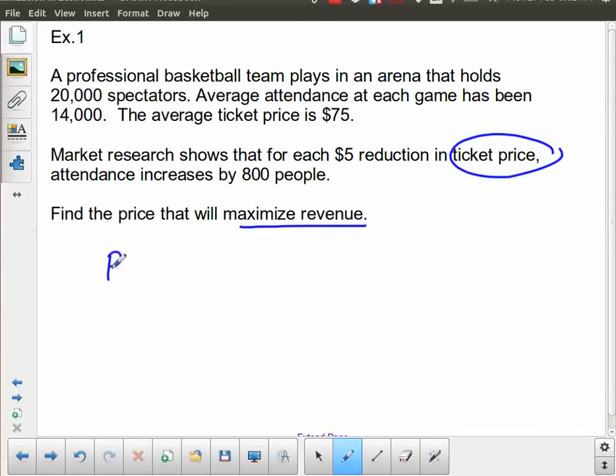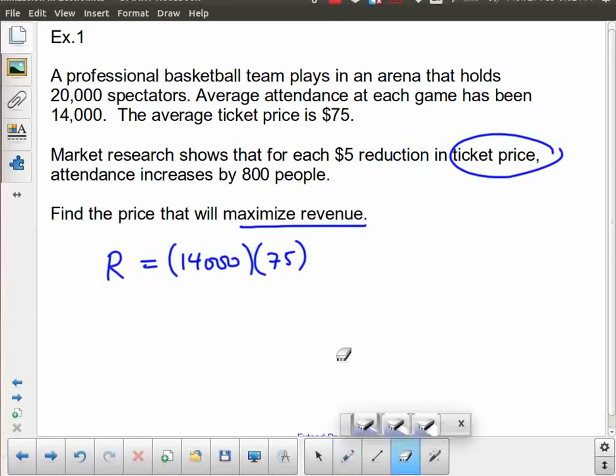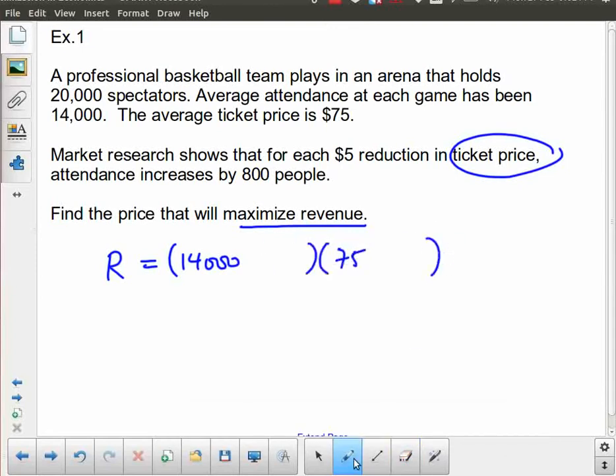So first of all, let's just talk about revenue very quickly. In this case, revenue is the number of people attending, which would be 14,000, multiplied by the price that each one of those people paid, which was $75. But we don't want to just hold revenue at this static model. We actually want to change this. We want to allow our revenue to change, and the way that we're going to do that is, for example, we can subtract $5 off the price, and if we were to do that, it would add 800 attendance to the game.